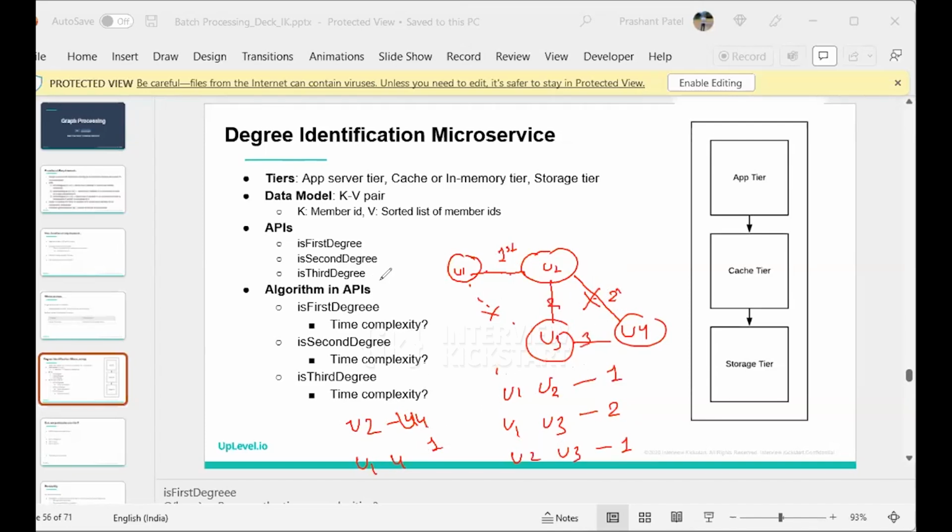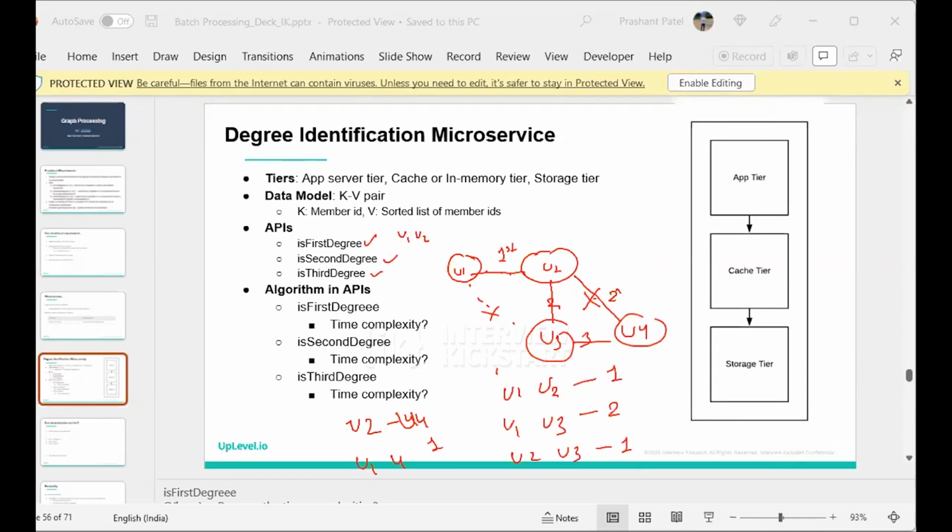So this is the problem where we have the platform and we have the data. We just have to store it in a simplified way so that we can answer these three API calls efficiently. Given two users, user one and user two, is it a first degree connection, is it a second degree, or is it a third degree? So we have to find the degree of connection here. This is the problem. Yeah, got it now. Thanks, Prashant, for explaining.